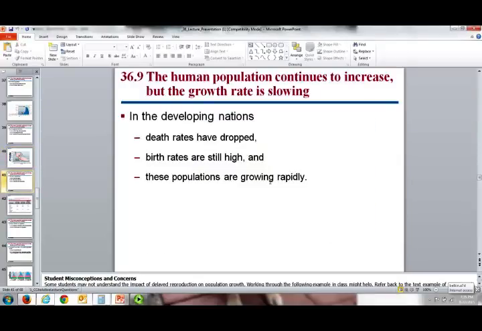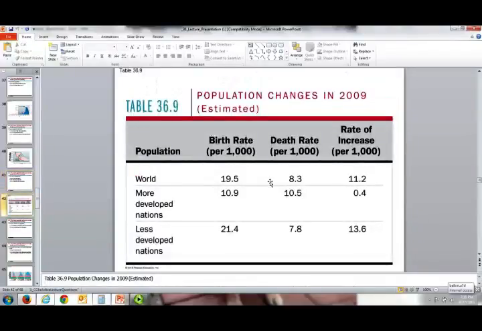So in developing nations, we're finding that death rates have dropped. The birth rates are still high, so these populations are growing rapidly. So it's just a comparison of birth rates and death rates overall in the world. More developed nations, less developed nations.